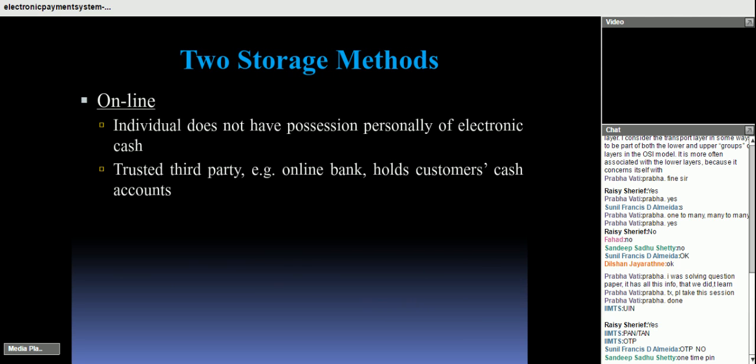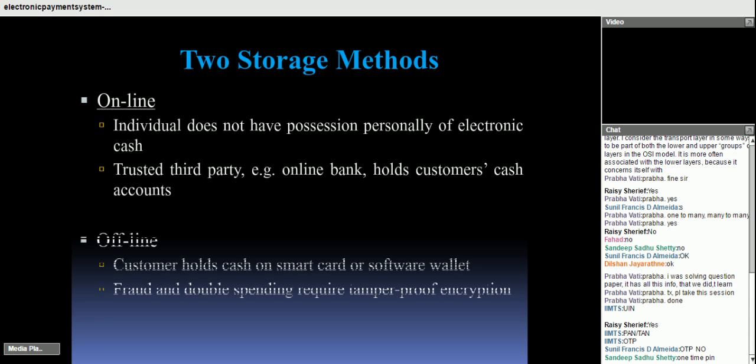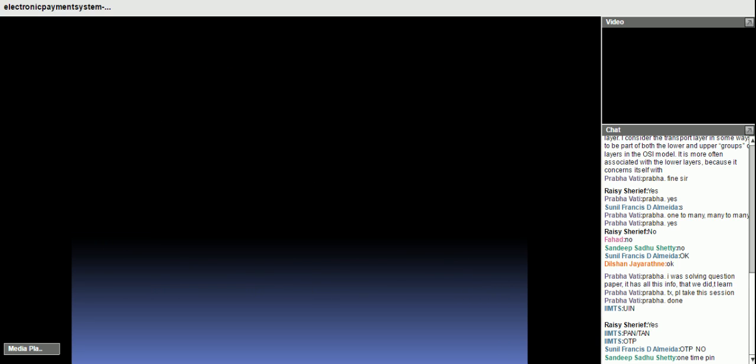Then what are the two storage methods? Online: the individual does not have possession personally of electronic cash. A trusted third party, for example an online bank, holds customer cash accounts. Offline: the customer holds cash on a smart card or software wallet. Fraud and double spending require tamper-proof encryption.